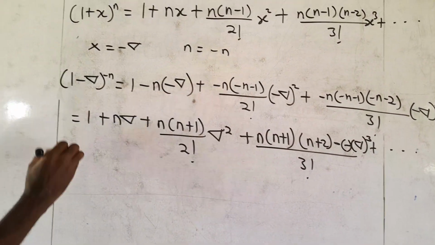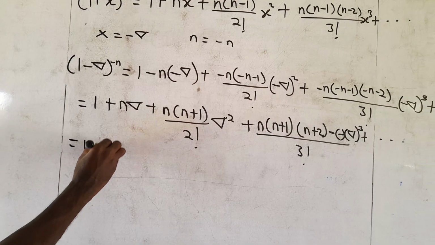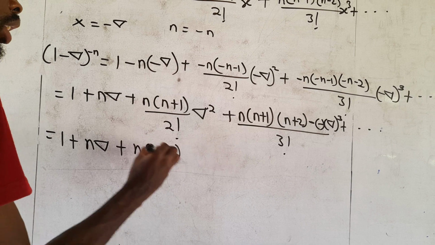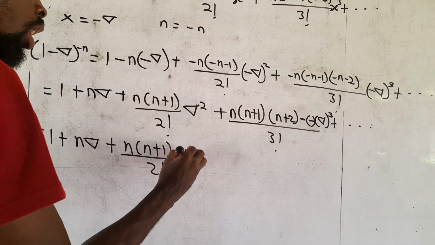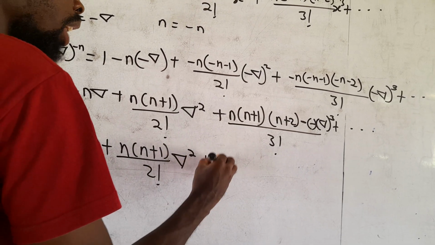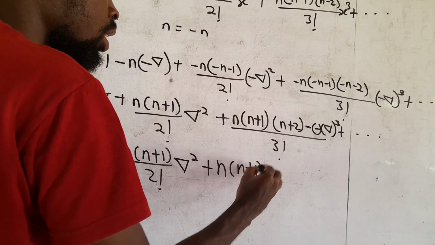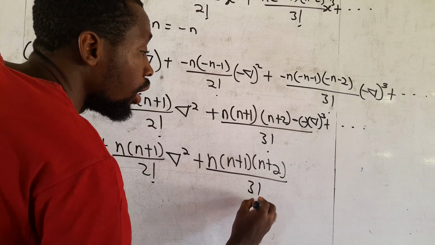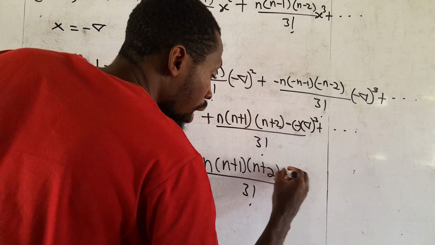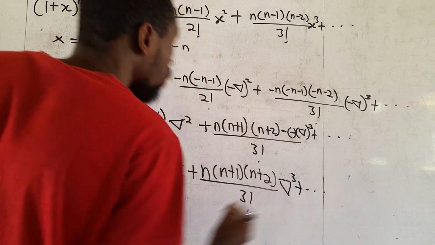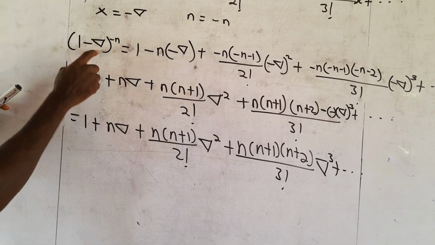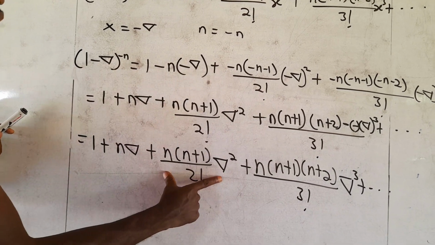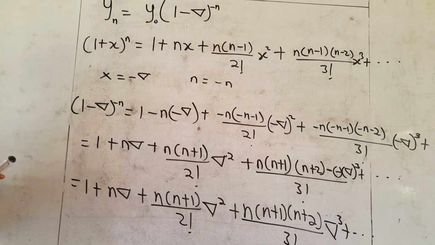Then we can get the expansion of this is equal to 1 plus n nabla plus n plus 1 over 2 factorial nabla square plus n plus 1 n plus 2 over 3 factorial. Since this is positive, we get nabla cube there, then plus 3 dots. Then we can say the expansion of this is this. So having known that the expansion of this is this, we substitute this in this place.